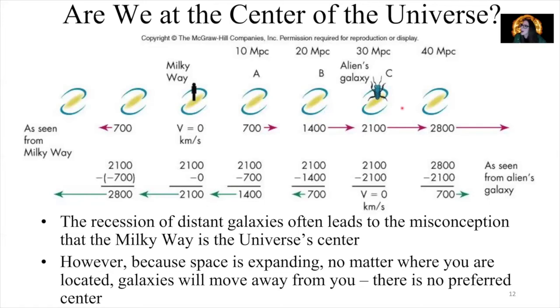And then we look at another set of galaxies that are 30 megaparsecs away from us. They're going to be receding away from us at 3 times the speed of the galaxies at 10 megaparsecs. So that one's going to be receding away from us at a speed of 2,100 kilometers per second. Okay, so now we were 30 megaparsecs away. Alien galaxies receding away from us at 2,100 kilometers per second.